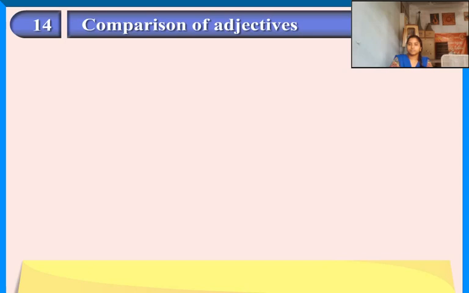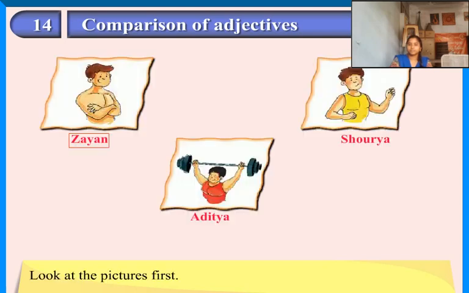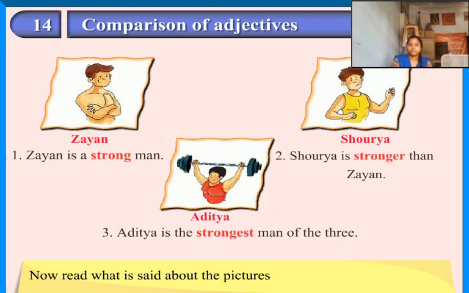Comparison of adjectives. Look at the pictures first. Zayan, Shaurya, Aditya. Now read what is said about the pictures. Zayan is a strong man. Shaurya is stronger than Zayan. Aditya is the strongest man of the three.